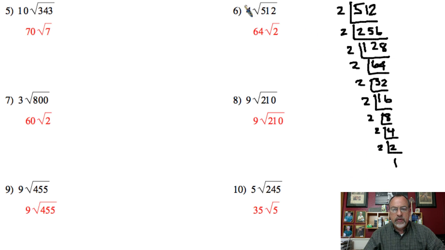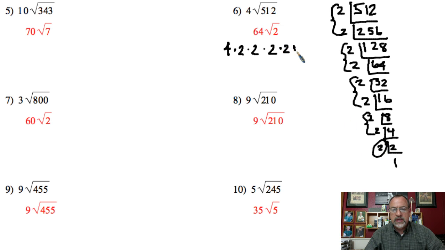Okay, now again, we already have a 4 out here, so we have to keep that one. So these two are going to become a 2 on the outside. These two simplify to 2. These two simplify to 2. These two simplify to 2, and then I have this 1 left over. So then I multiply all these together. So 2 times 2 is 4, times 2 is 8, times 2 is 16, times 4 is 64, with a square root of 2 left.